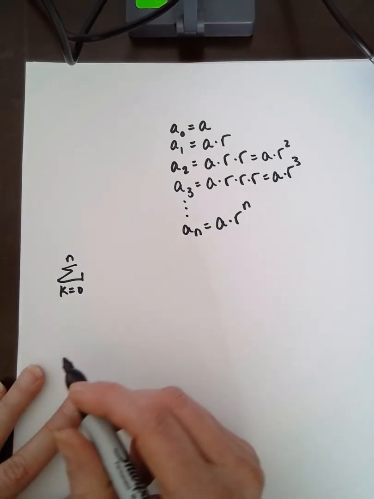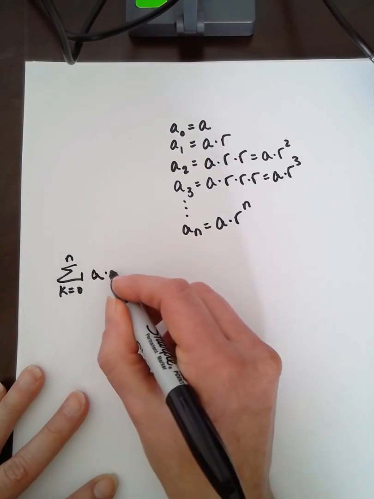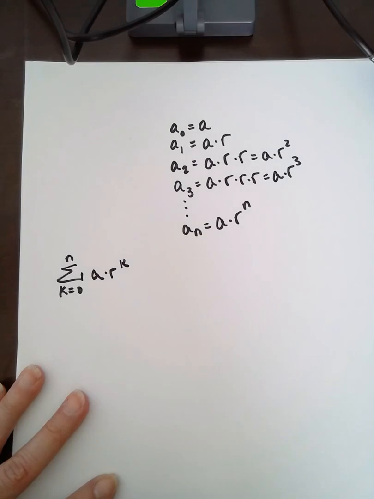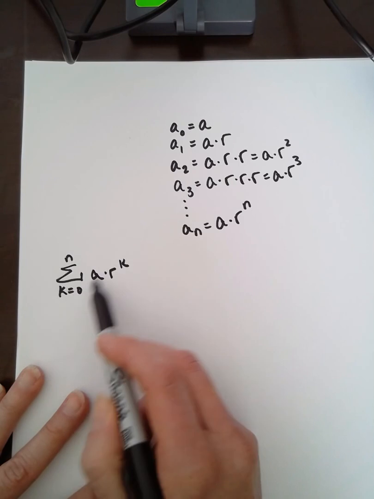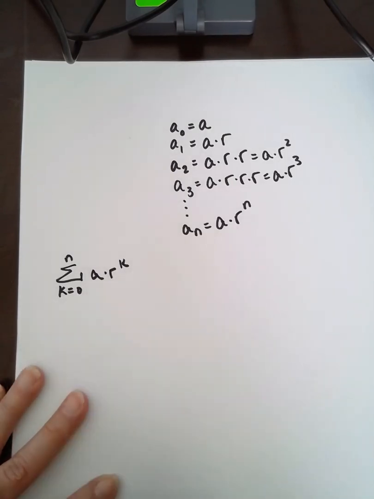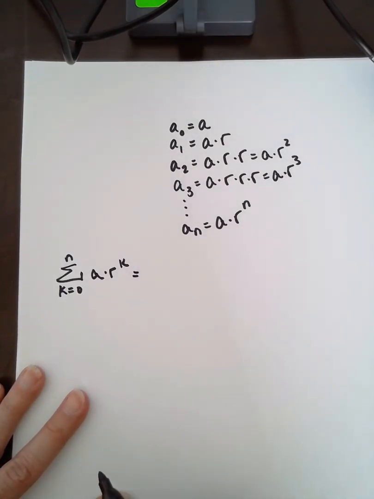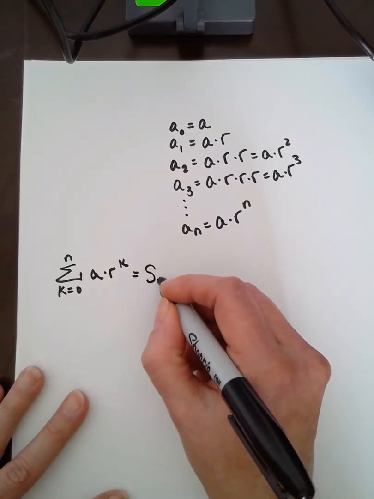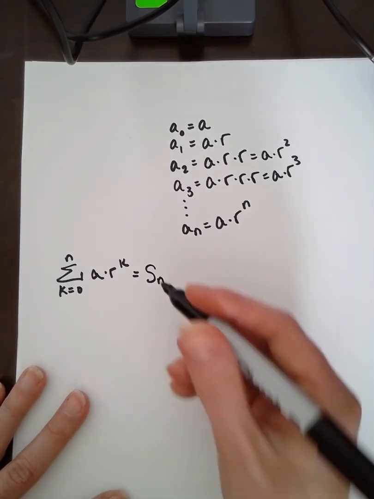K is going to be our index, so the sum is going to look like the sum of a times the common ratio to the k power. Remember, k is the counter, so we're going to be substituting in different powers of k between 0 and n. That's what this notation indicates. I really prefer this notation because it tells you where to start and where to stop in your sequence. Some people might choose to write it like this, but this is not as descriptive.